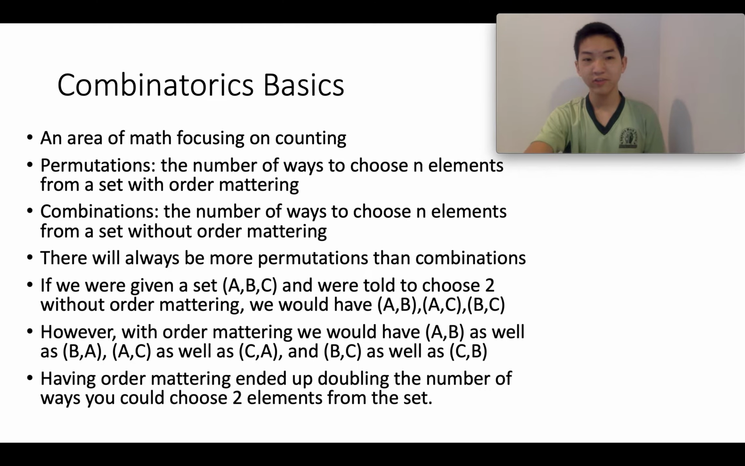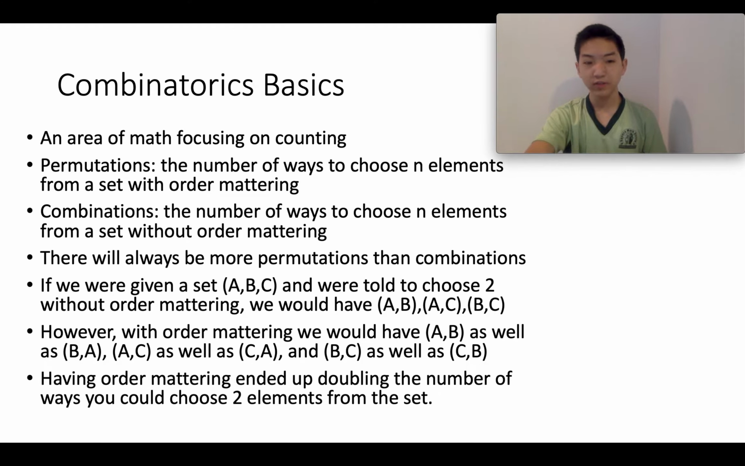Combinatorics is an area of math that focuses on counting. And we'll be going over permutations and combinations first. Now, permutations are the number of ways to choose n elements from a set, with order mattering, which is very important because it's what sets it apart from combinations, which is the number of ways to choose n elements from a set without order mattering. And there will always be more permutations than combinations, assuming you're choosing the same number of elements from a set.